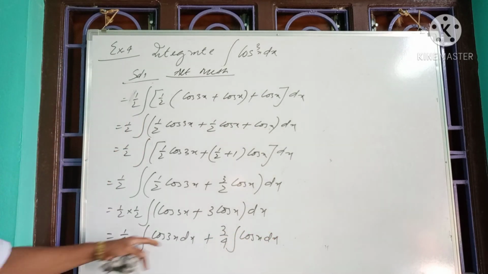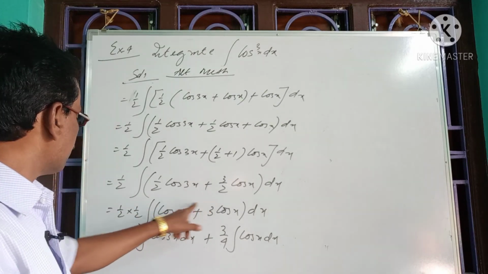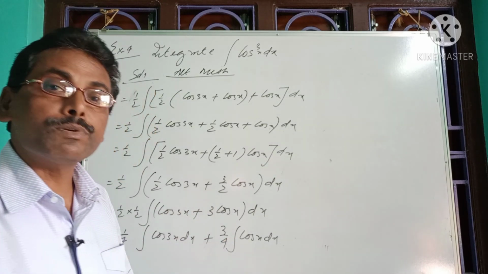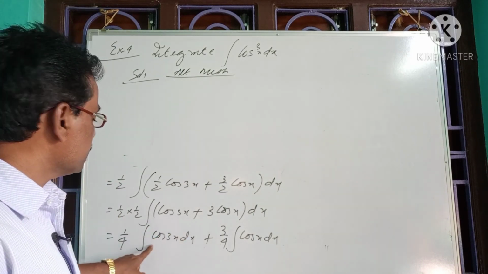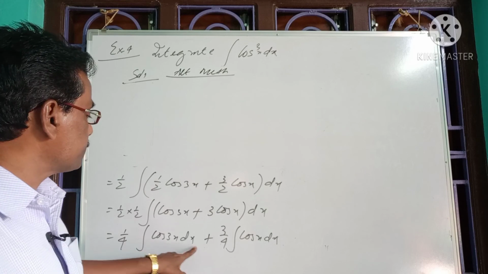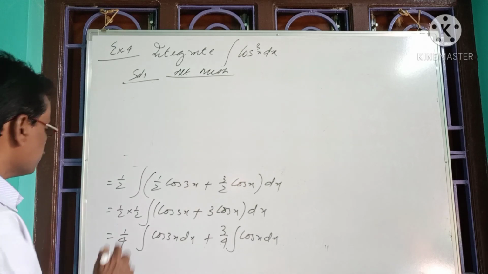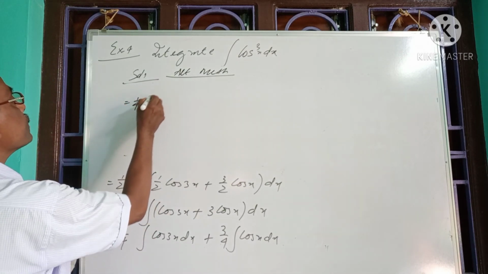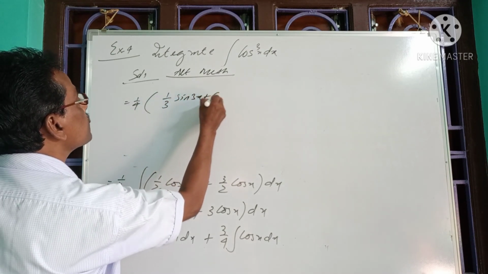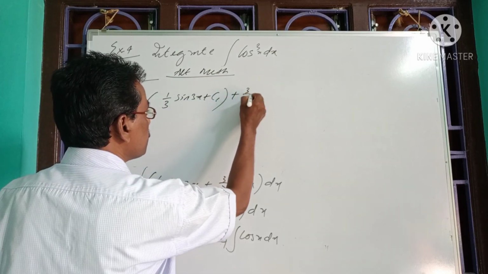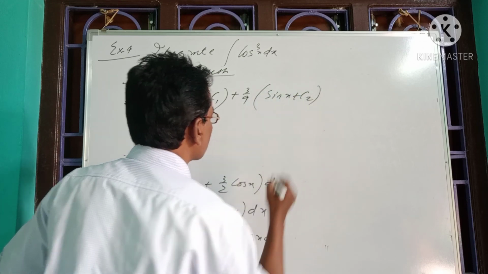Now see, both the integrals are easily integrable, so we got 1 by 4 into integration of cos 3x with respect to x, also 3 into 1 by 4, that is 3 by 4 into integration of cos x with respect to x. Now 1 by 4 integration of cos 3x with respect to x is easily integrable using the formula for integration of cos mx with respect to x. Also cos x is integrable by using the formula for integration of cos x. So now integrating, we have 1 by 4 into, integration of cos 3x will be 1 by 3 into sin of 3x plus c1, the constant of integration, plus 3 by 4 into, integration of cos x is nothing but sin x plus c2, where c1 and c2 are constants of integration.